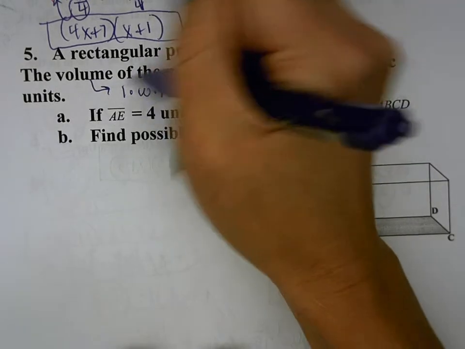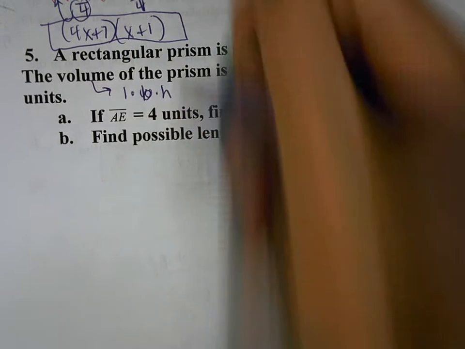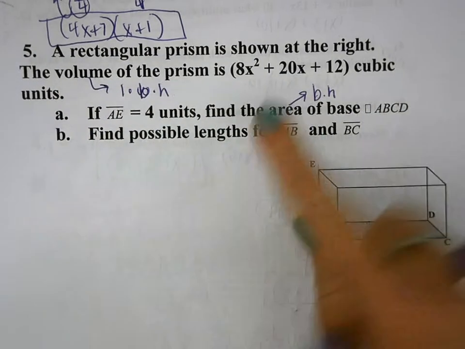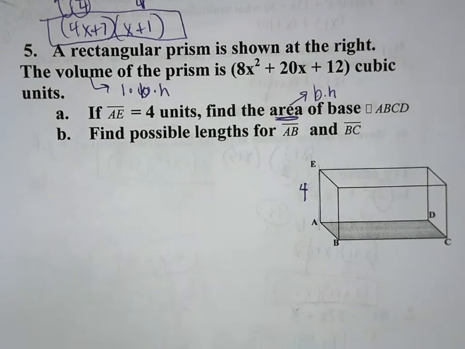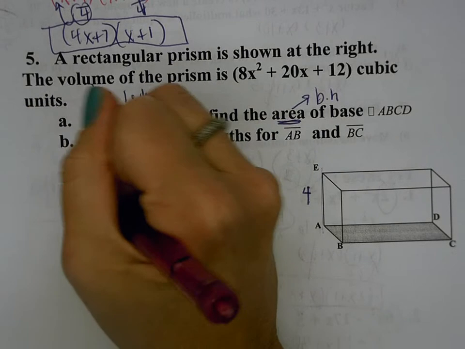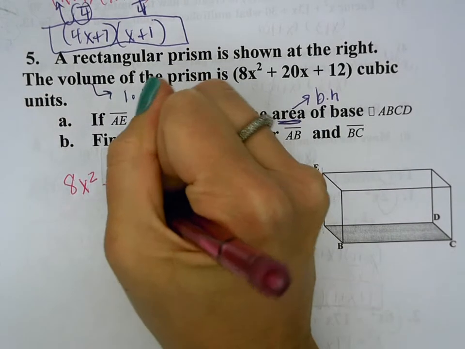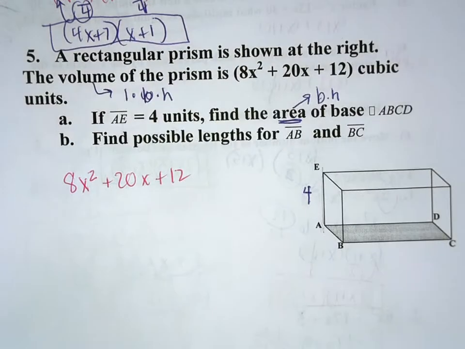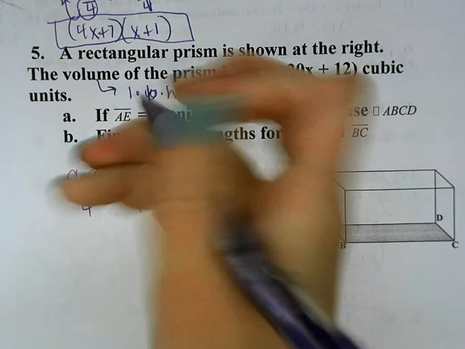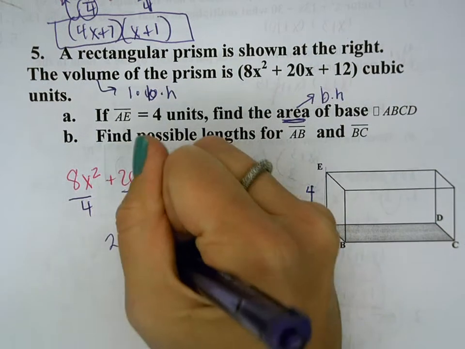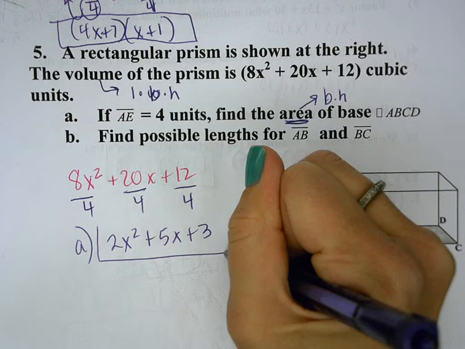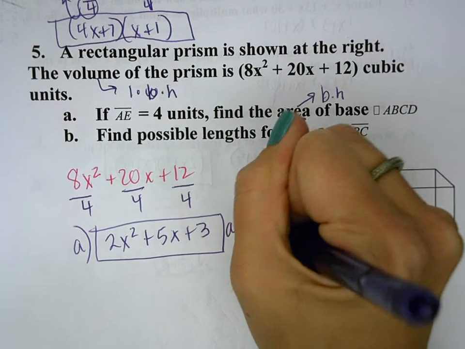You could do one of these as your base, right? Width is the same as base. Okay? So in order to get the answer for the area, we just have to divide out the 4. We have to divide out one of the sides. So we take 8x squared plus 20x plus 12, and we divide everything by 4. When we do that, we get 2x squared plus 5x plus 3. That is your answer for A. That is your area.